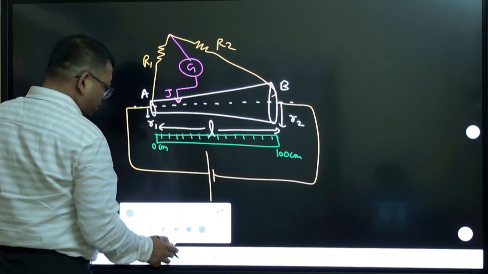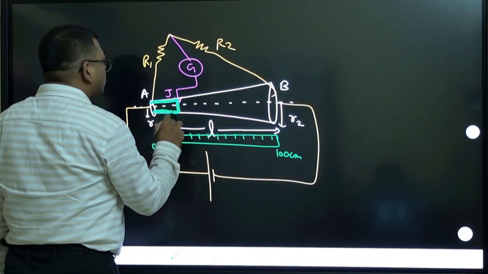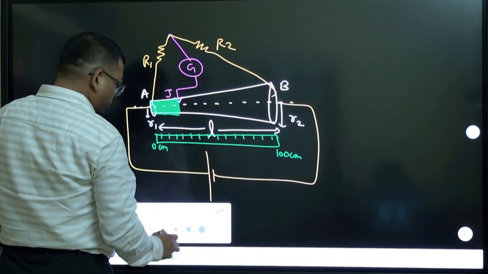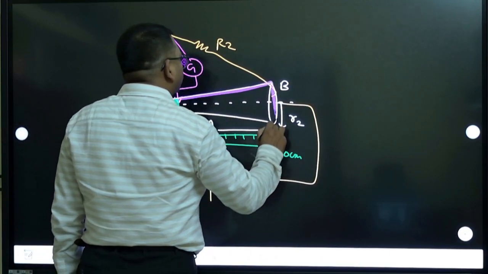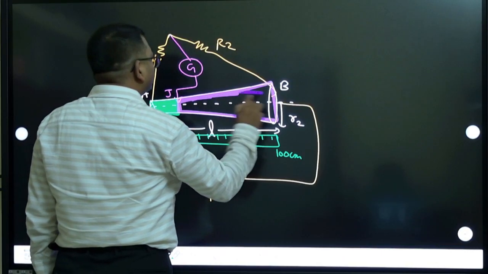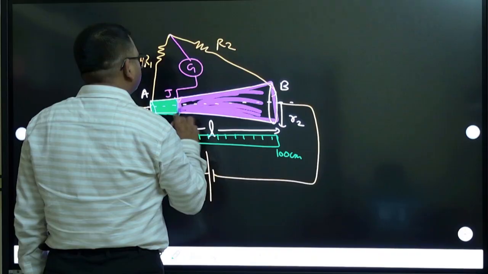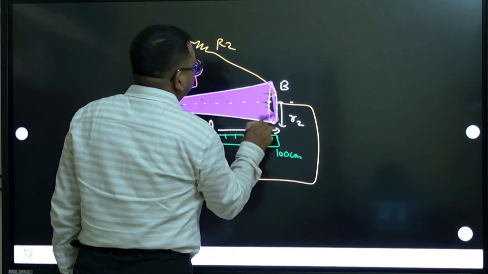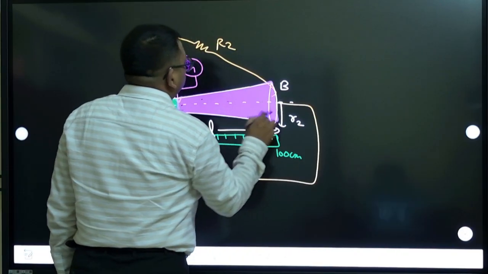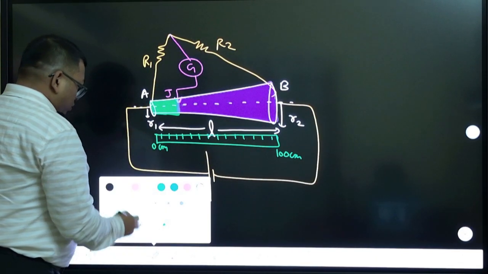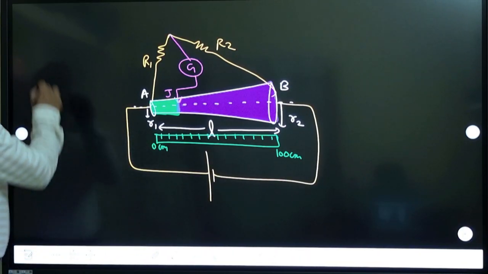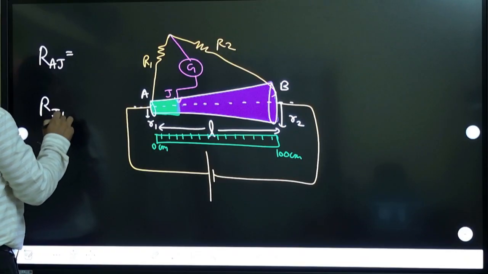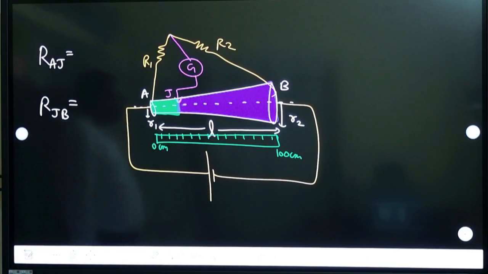Again, the same thing will happen. You need to consider this portion of the wire, and you also need to consider that portion of the wire. Okay. So now the thing is how do you calculate the resistance of AJ and how do you calculate the resistance of JB? That you need to think of.